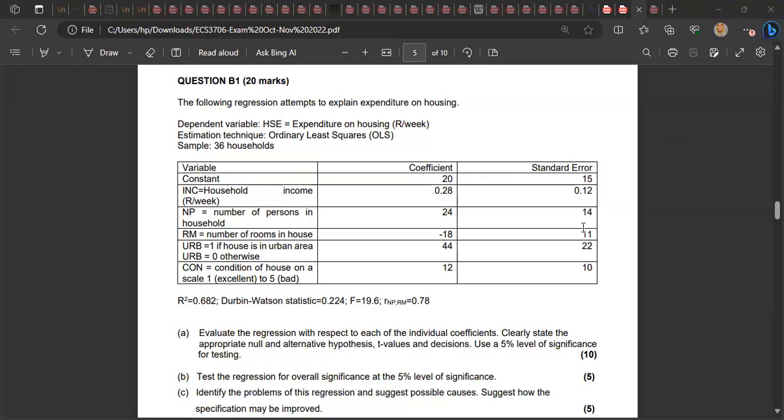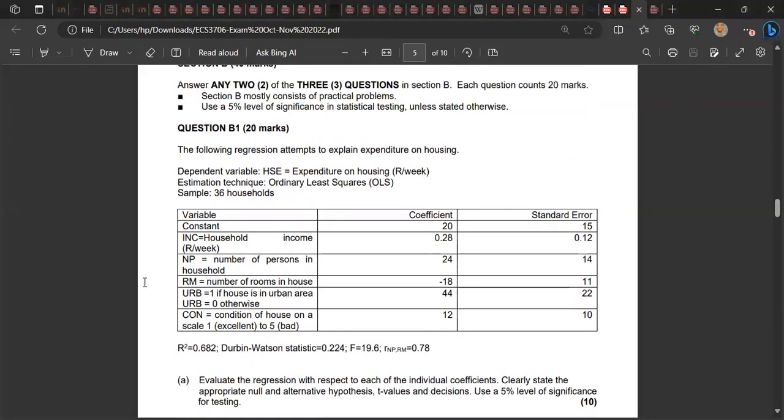Okay, that's understandable. From my take on this one, if you look at the number of rooms in a house, you could expect that if the number of rooms is increasing, your expenditure on housing is also going to increase. I think that would be a reasonable expectation, which is why I would go with the positive on that one. And then urban area and otherwise, this is also a positive relationship.